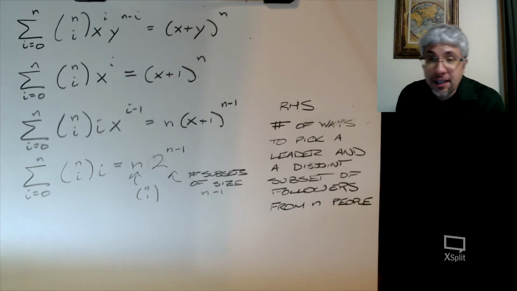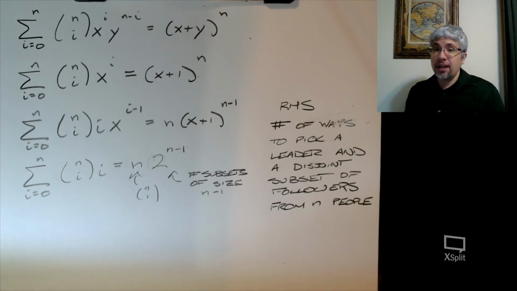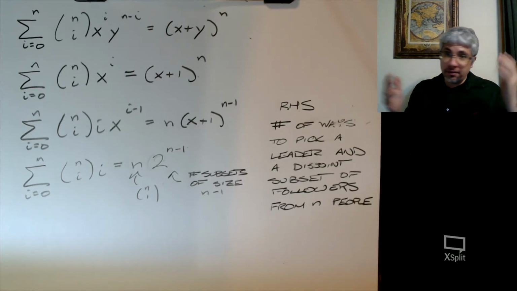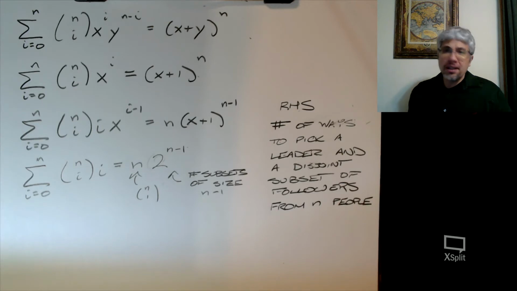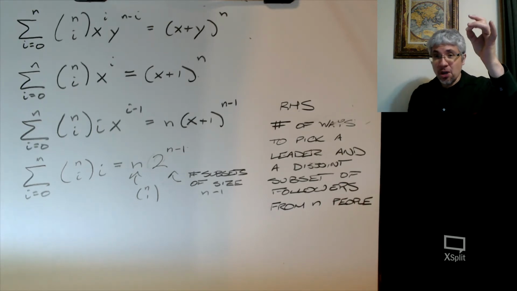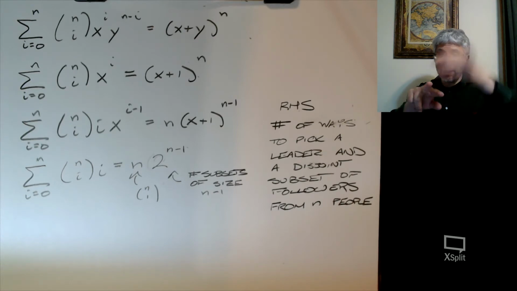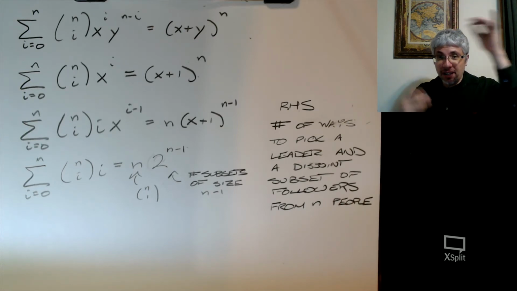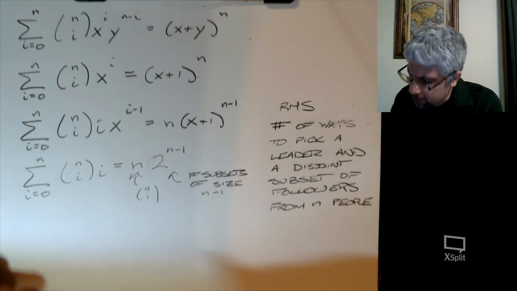So let's see, that would count the same thing, right? Because either I have a subset of size 0, well, let's not do 0. Let's say either I have a subset of size 1 and then I pick the leader and the subset becomes empty. Or I have a subset of size 2 and then I pick the leader and the subset becomes size 1, and so on.